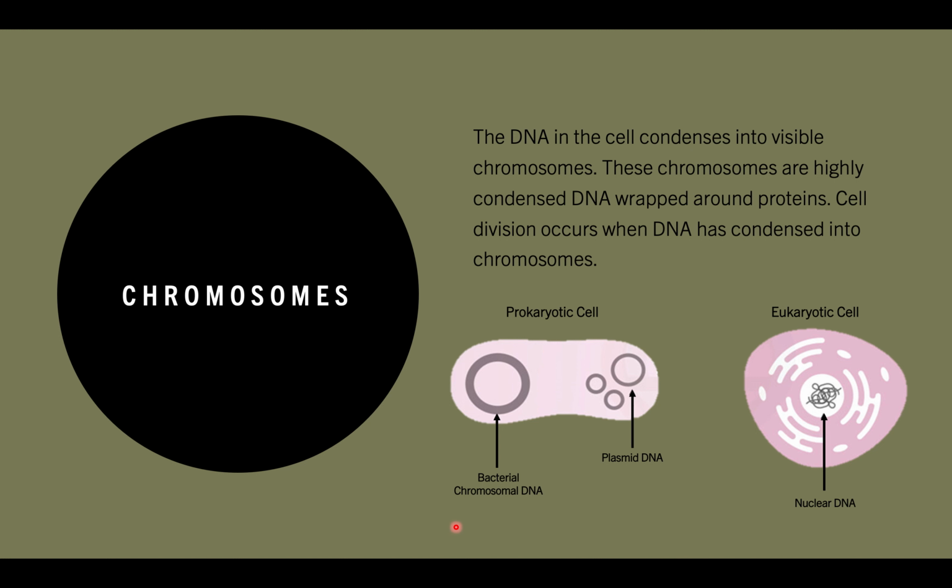DNA within the prokaryotic cell and the eukaryotic cell are different in that the bacterial chromosome here is just a circle, and then in the nuclear DNA, we have a much more complex system.